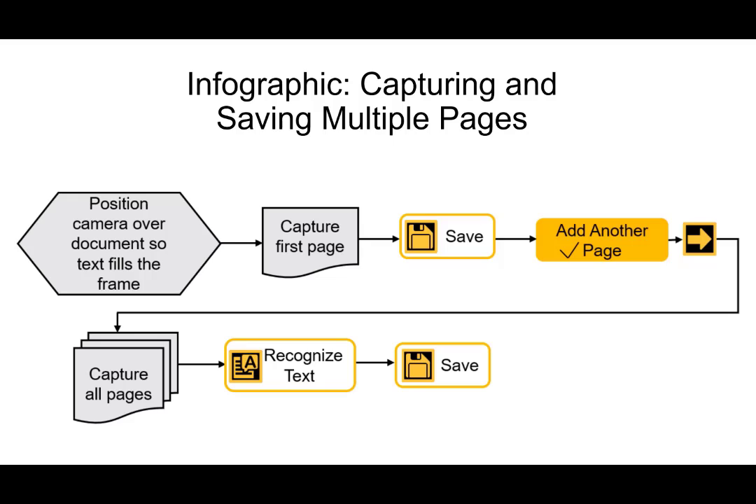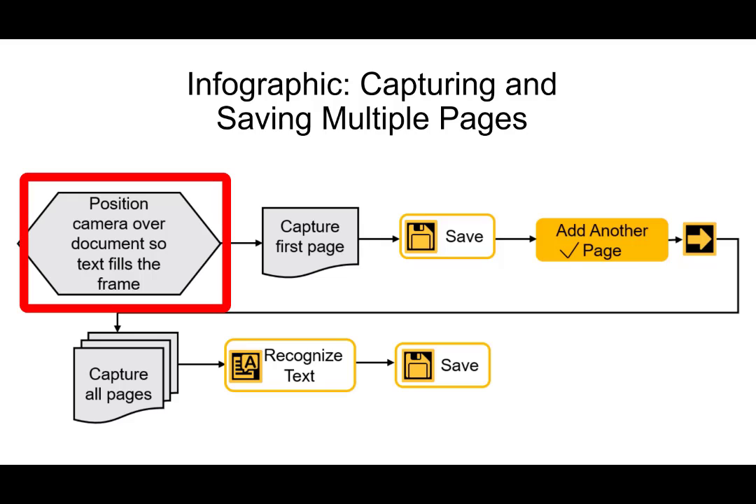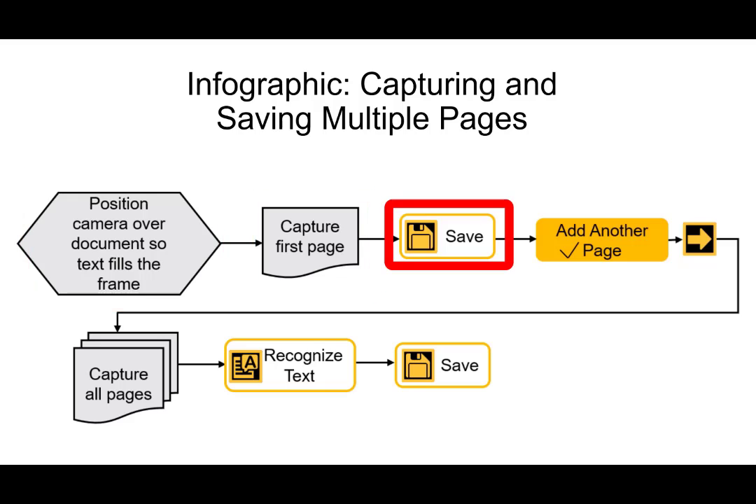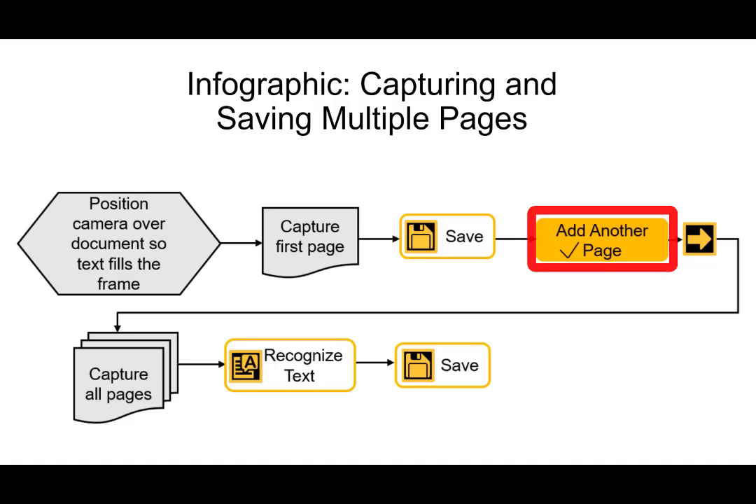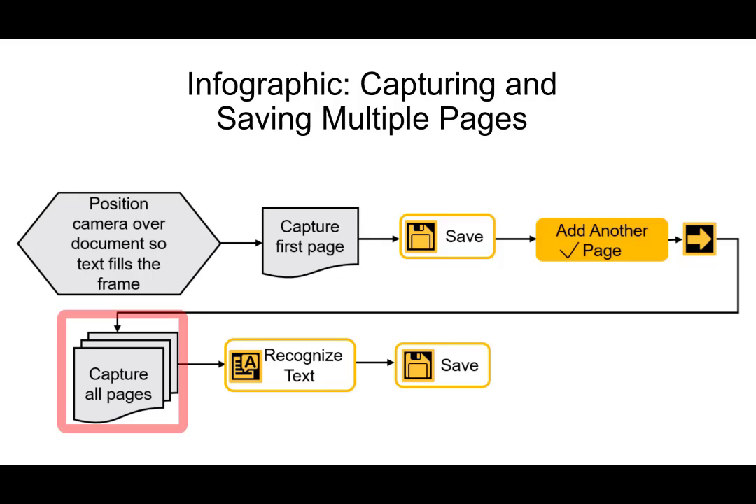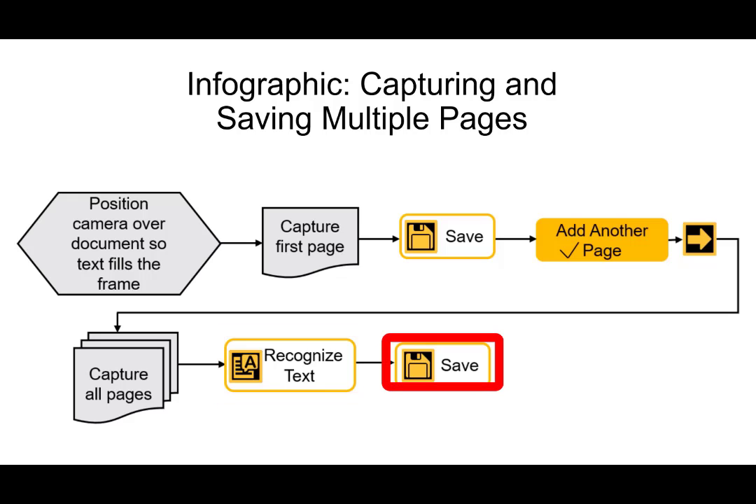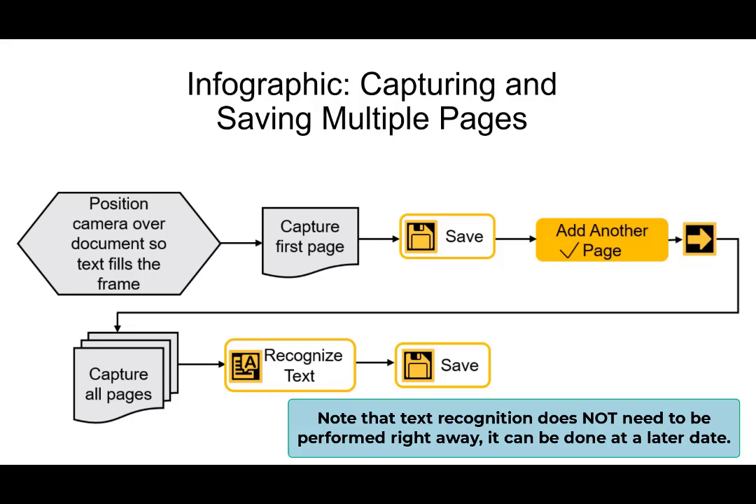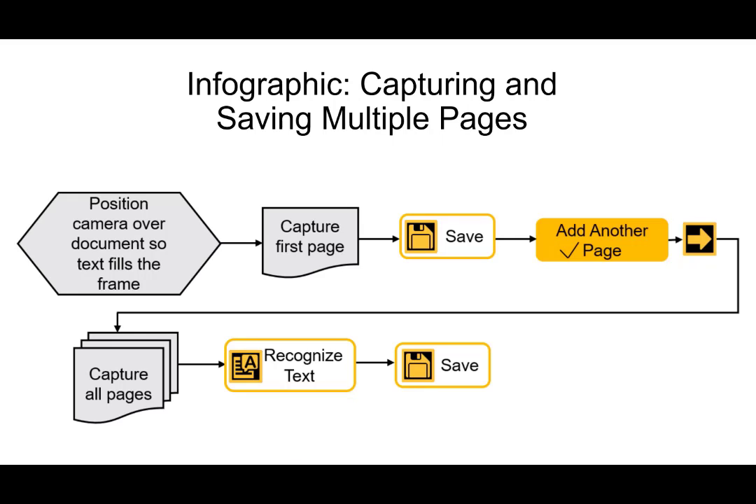The first image says position camera over document so that text fills the frame. Capture the image, then press the Save button. Then press Add Another Page, followed by the Next button. And you're going to continue that on until you've captured all pages, then recognize the text and save. You can, by the way, go back and recognize the text later. This Recognize Text button isn't necessarily something that you have to do right here in the process, but it's something that's an option.